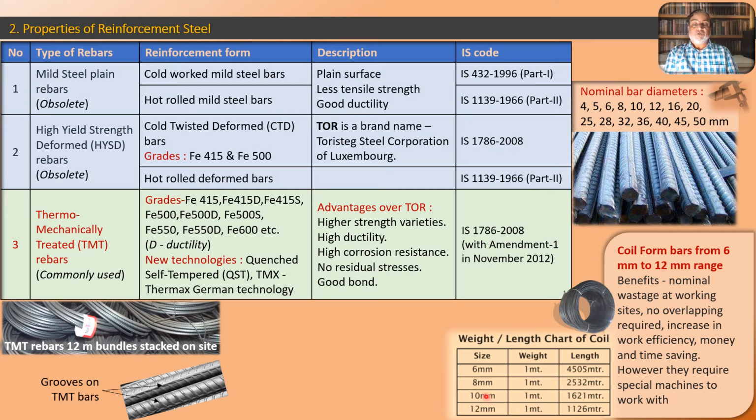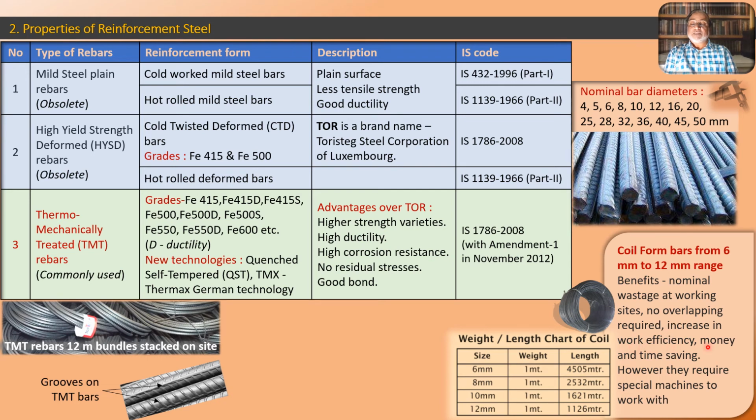You can see here, if you get a 6 mm, 1 metric ton bundle, it is 4505 meters long. For a 12 mm diameter bundle, you can say 1126 meters long, whereas you get only 12 meter bars on the site. When they are in straight form, they can be coiled like this. So this is a good advantage taken from the ductility of the TMT bars. So no overlapping required because you would get long length easily.